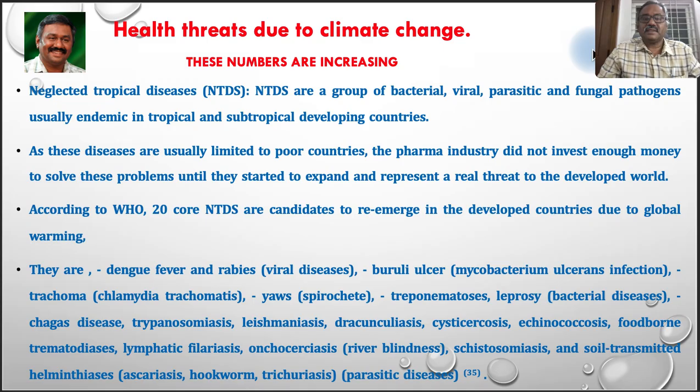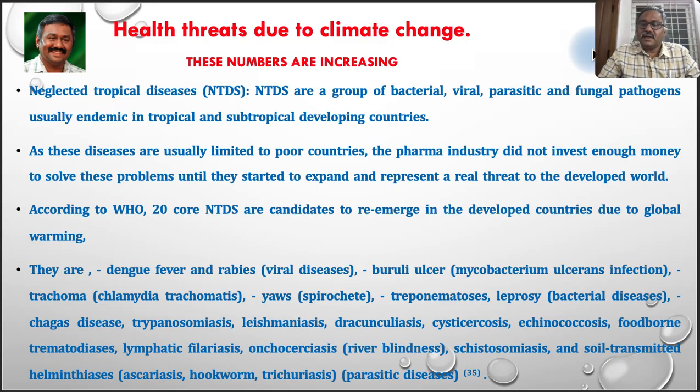Neglected tropical diseases are a group of bacterial, viral, parasitic, and fungal pathogens usually endemic in tropical and subtropical developing countries. As these diseases are usually limited to poor countries, the pharma industry did not invest enough money to solve these problems until they started to expand and represent a real threat to the developed world. According to WHO, 20 neglected tropical diseases are candidates to re-emerge in the developed countries due to global warming. They are dengue fever and rabies viral diseases.